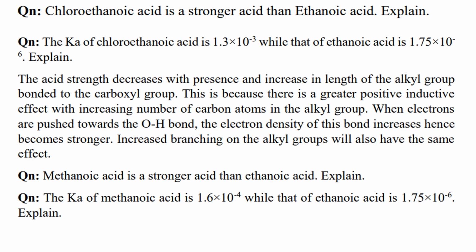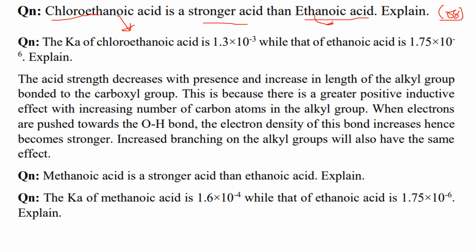Now you're having a discussion question that you can sit down and discuss with your friends. Question 1. Chloroethanoic acid is a stronger acid compared to ethanoic acid. Here you must explain this one using negative inductive effect, and you must explain this one using positive inductive effect. And this one will take a minimum of 5 marks.